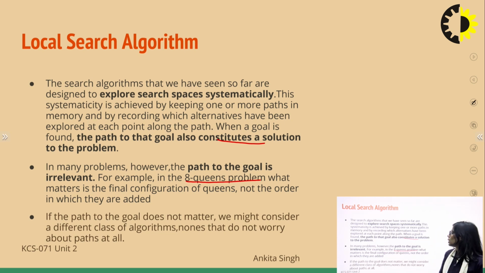So this is the 8 queen problem, and in such problems we don't require the steps of how we are placing the queens one after the other, but what we require is that we reach a configuration on the board so that no queen is attacking another. So in such cases, we don't require the uninformed or informed searches. We can do with local search algorithms. If the path to the goal does not matter, we might consider a different class of algorithm, which is known as local search algorithms.